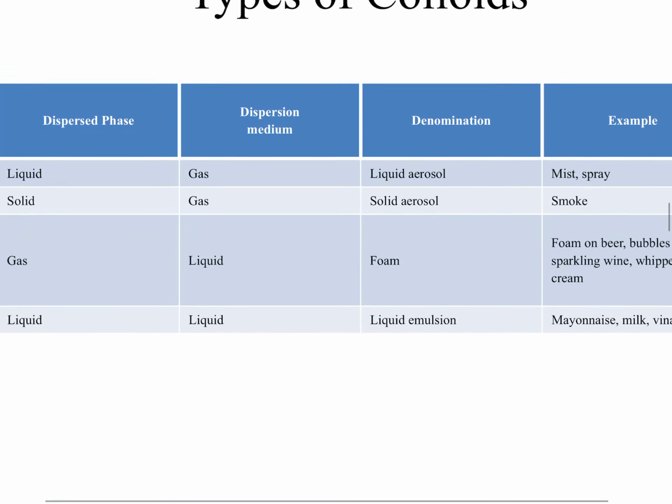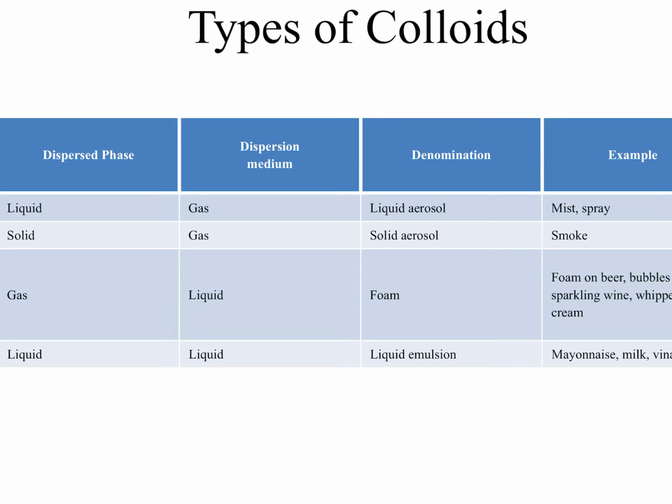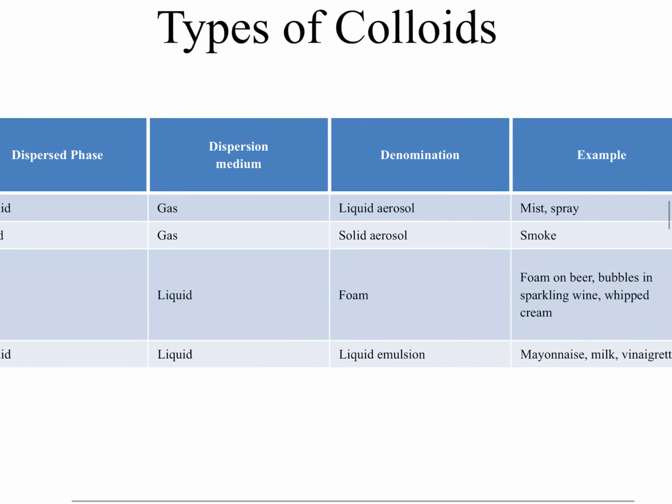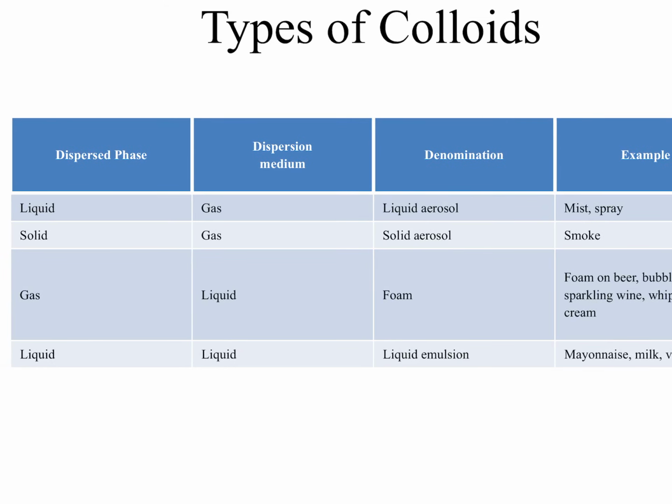Depending upon the physical state of the dispersed phase and dispersion medium, we can have different types of colloids. They have a variety of names as well. If liquid is dispersed in gas, it is called liquid aerosol. Examples are mist and spray. Likewise, if gas is dispersed in the liquid medium, it is called foam, like the foam on beer, bubbles in sparkling wine, whipped cream.